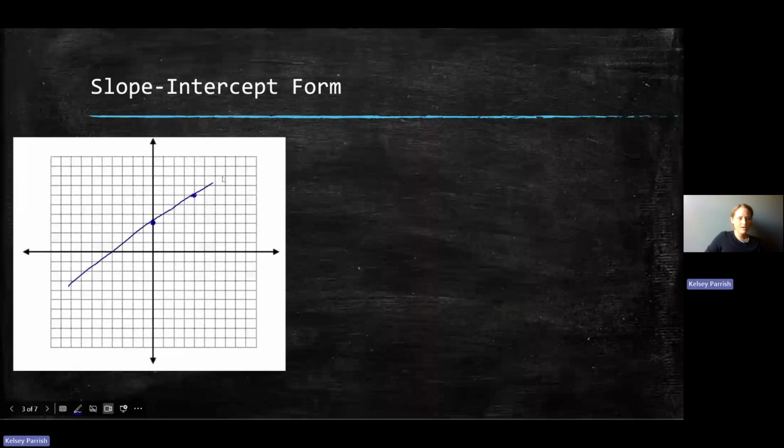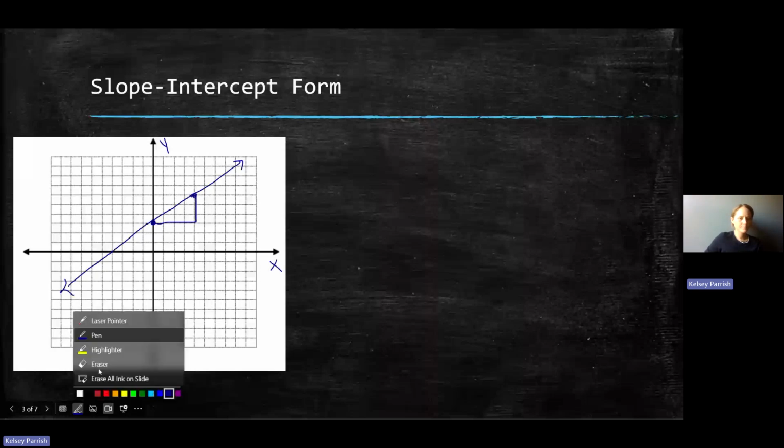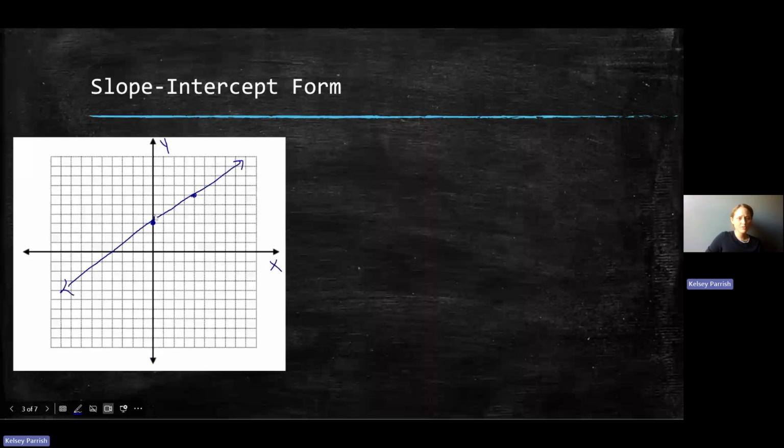Oh, that wasn't bad. And more specifically, that's not the way I want to do it. That's a positive slope, so I need to go upwards in my rise. Okay. So we can use rise over run to find our slope.